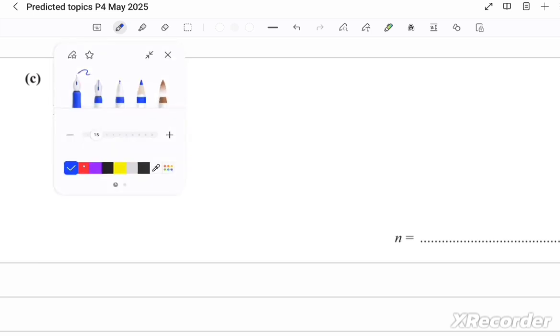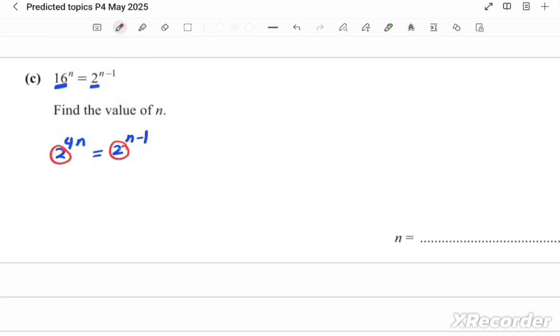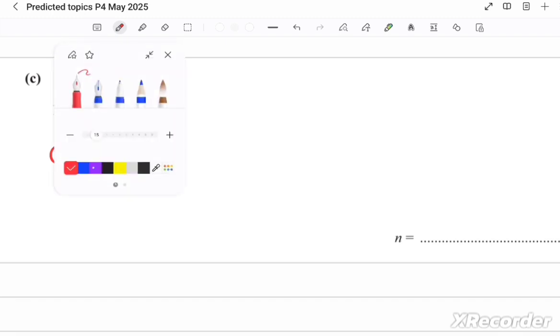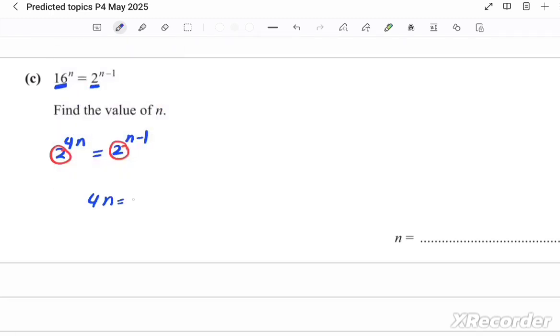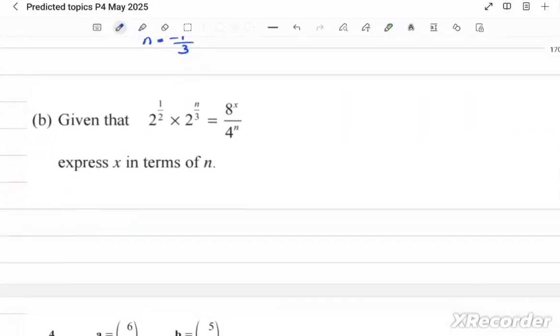Now look, since the base is 2 here and the base is 2 there, we can say that 4n equals n minus 1. Okay, so you can say that 4n minus n equals negative 1. And 4n minus n is 3n, equals negative 1. So n equals negative 1 over 3 when you divide both sides by 3. So the answer is negative 1/3. Okay, so last question about index.